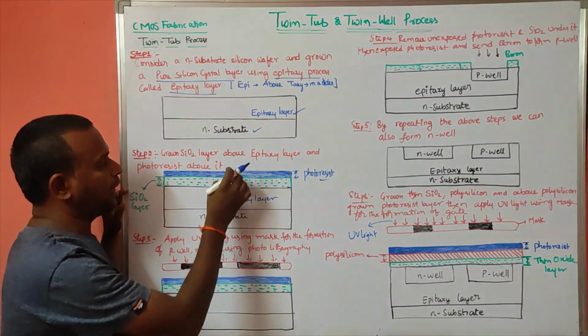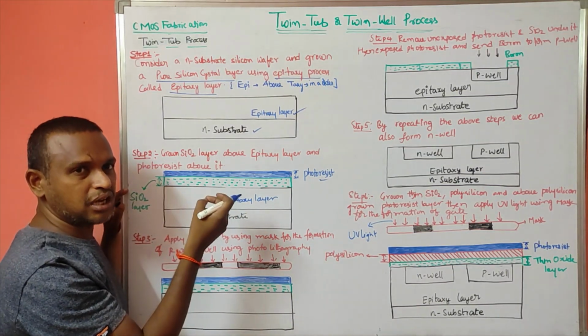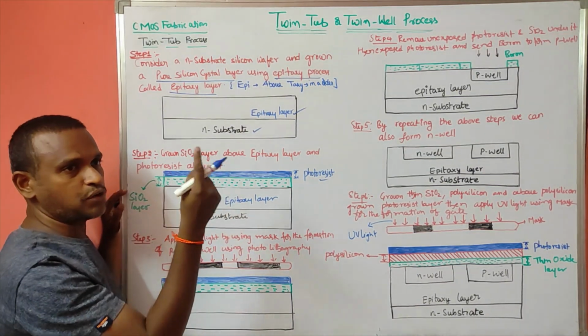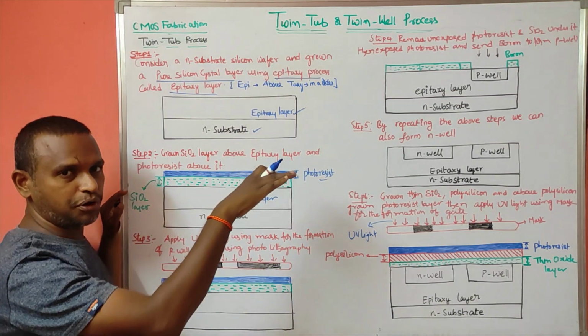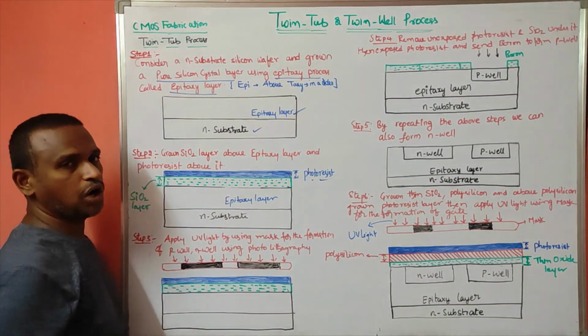I already told that photoresist is in liquid form. If you place that liquid at one place and spin it, it is equally distributed. So that is the photoresist. This is the second step that I have.